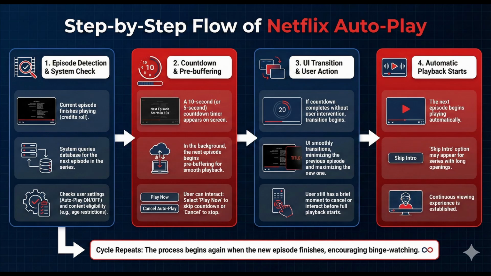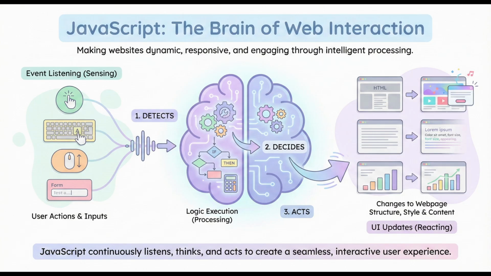Next, JavaScript updates the user interface. It shows the next episode thumbnail and prepares the video player. Finally, JavaScript triggers the action that starts the next episode at the exact moment the countdown hits 0. Everything feels smooth and instant because JavaScript is handling the logic, the timing, and the user interface changes in the background. So what is JavaScript really?